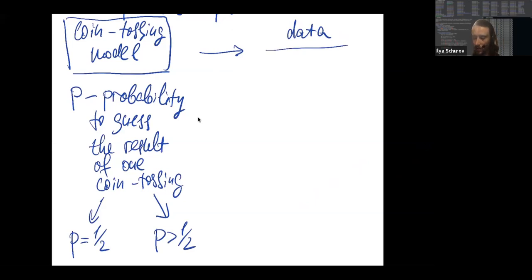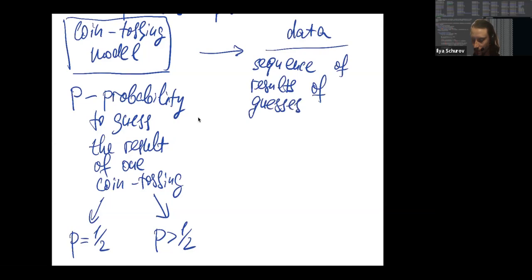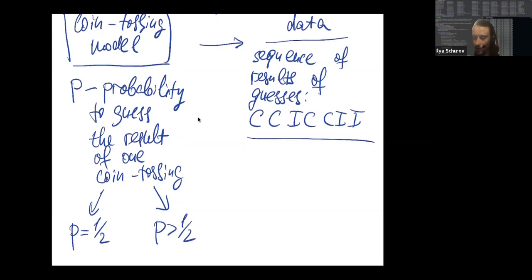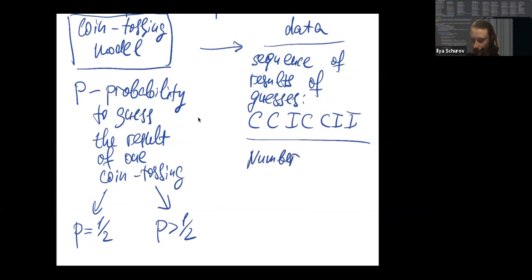We have two possibilities. For example, we can encode this data as a sequence of correct and incorrect guesses, a sequence of results of guesses. Like correct, incorrect, correct, incorrect, incorrect. Something like this. This is our data. This is the result of the experiment. This log shows which tosses were guessed correctly and which tosses weren't guessed correctly, right? And we can also summarize this result with, for example, the number of correct guesses, which is actually the only number that we use in this story.